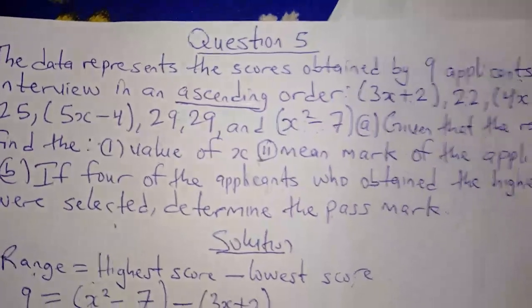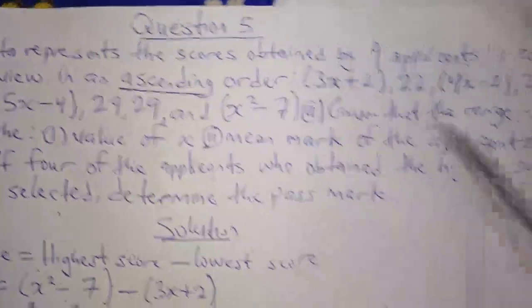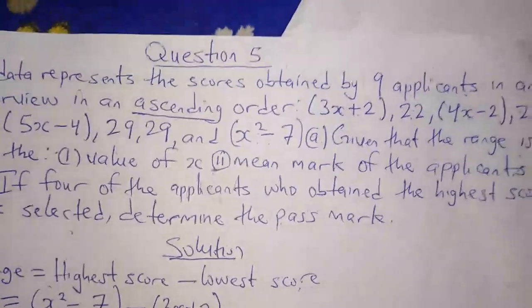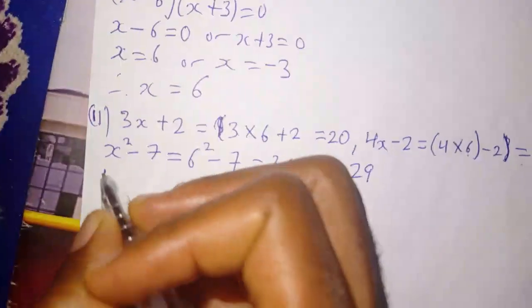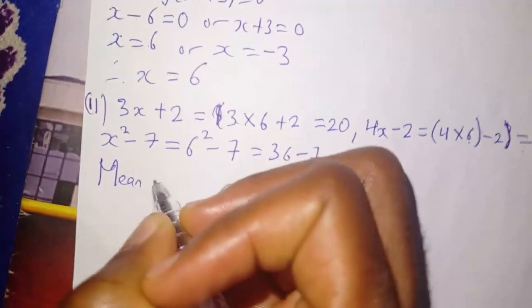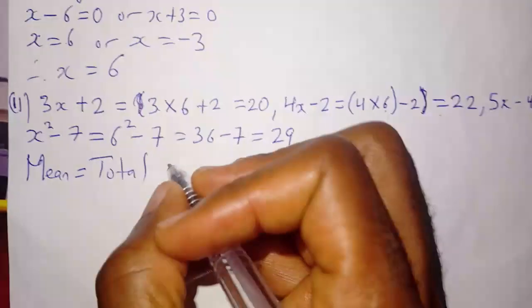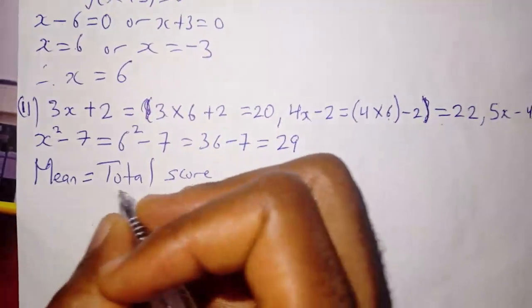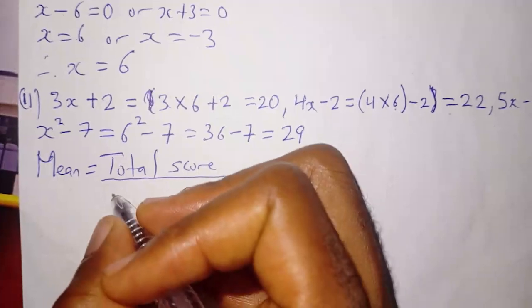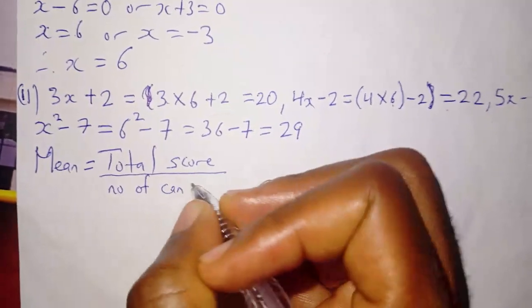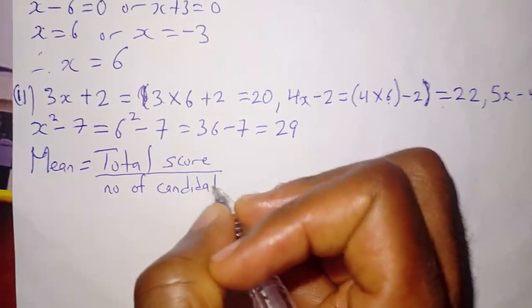And with that, we've seen that the numbers are truly arranged in ascending order. 20 is the lowest, then 29 is the highest. Now, how do we get the mean score? So don't forget that your mean is always equals to total score over number of candidates. So number of data you are considering, which in this case is number of candidates.